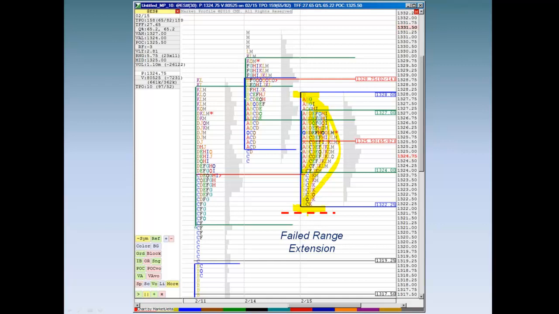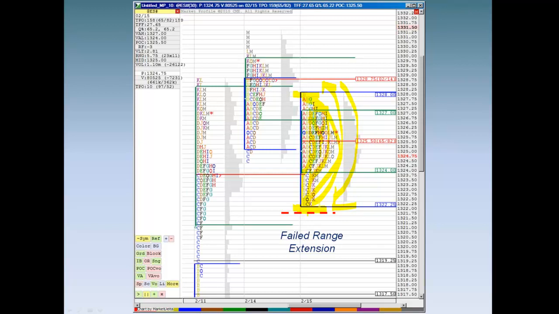But what you need to recognize is that when a range extension fails on one end, the market then tries to go back and test it at the other end. If it fails on this end, it comes back again and tries to test on this end. And that is the rotation of the auction market. That's what a failed range extension looks like. And also, if you remember from our discussion, it also looks like a ledge. A ledge has formed right here at the low.